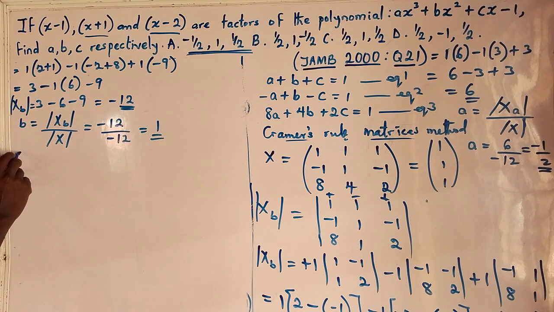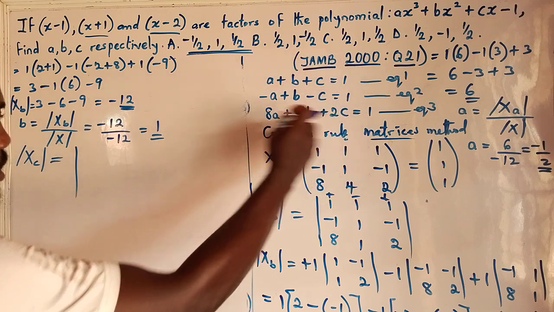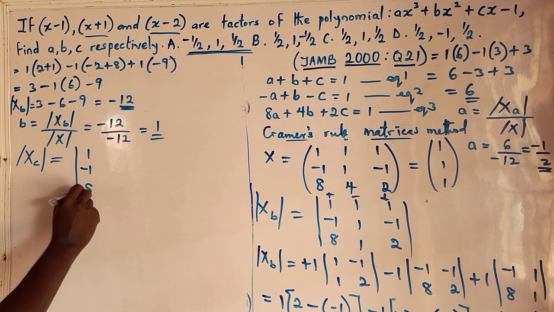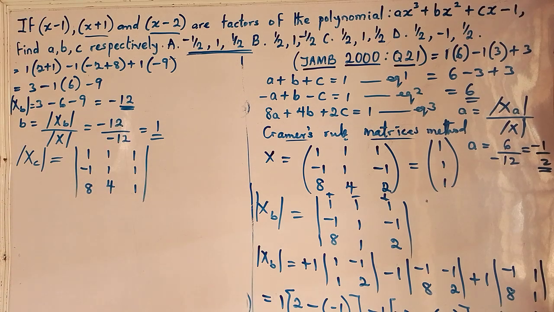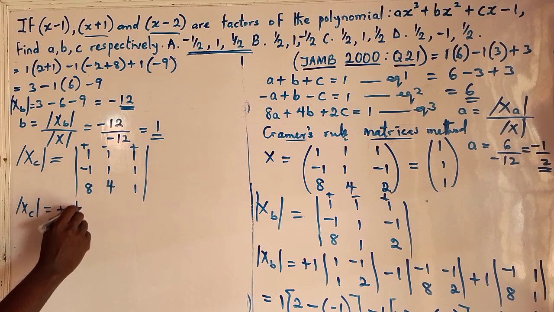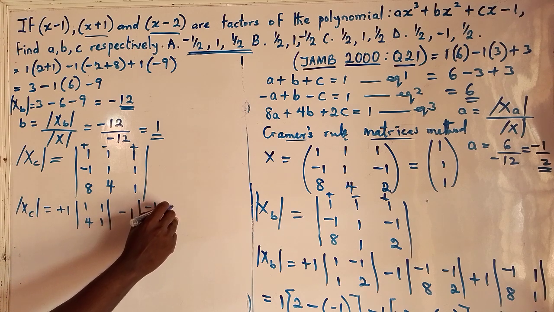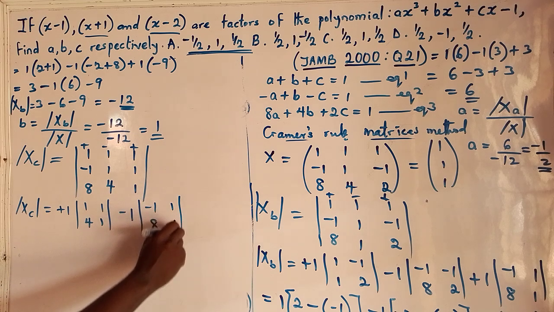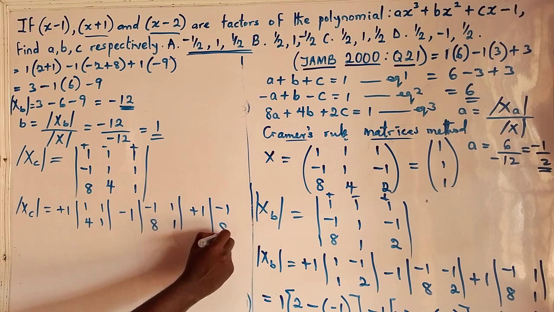So we have the last one, which is the determinant of X subscript C. For us to be able to calculate the determinant, we also substitute the answer with the coefficient of C. So we have 1 minus 1, 8, 1, 1, 4, and then we have 1, 1, 1. So we look for the determinant of this. The determinant of X subscript C will now be equal to, this is plus minus plus, plus 1 times 1, 4, 1, 1, minus 1 times minus 1, 8, 1, 1, and then plus 1 times minus 1, 8, 1, 4.